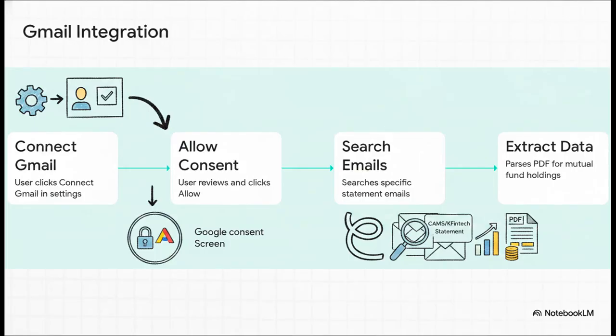Now, here's where we run into our first restricted scope request. This happens when a user decides to integrate their mutual funds. They head over to Settings, select Integrations, and click Connect Gmail. After reviewing the Google consent screen and approving it, the app goes to work.